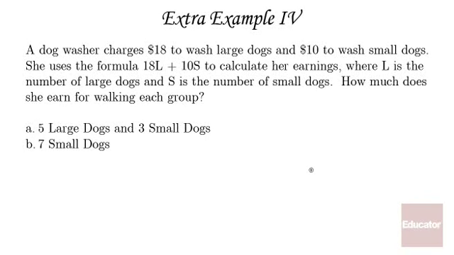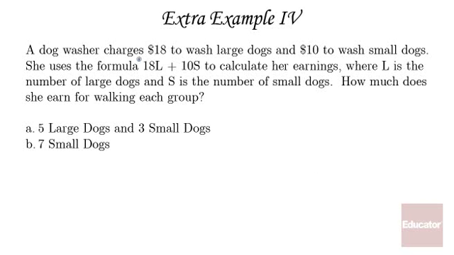A dog washer charges $18 to wash large dogs and $10 to wash small dogs. She uses the formula 18L plus 10S to calculate her earnings, where L is the number of large dogs and S is the number of small dogs. How much does she earn for walking each group?